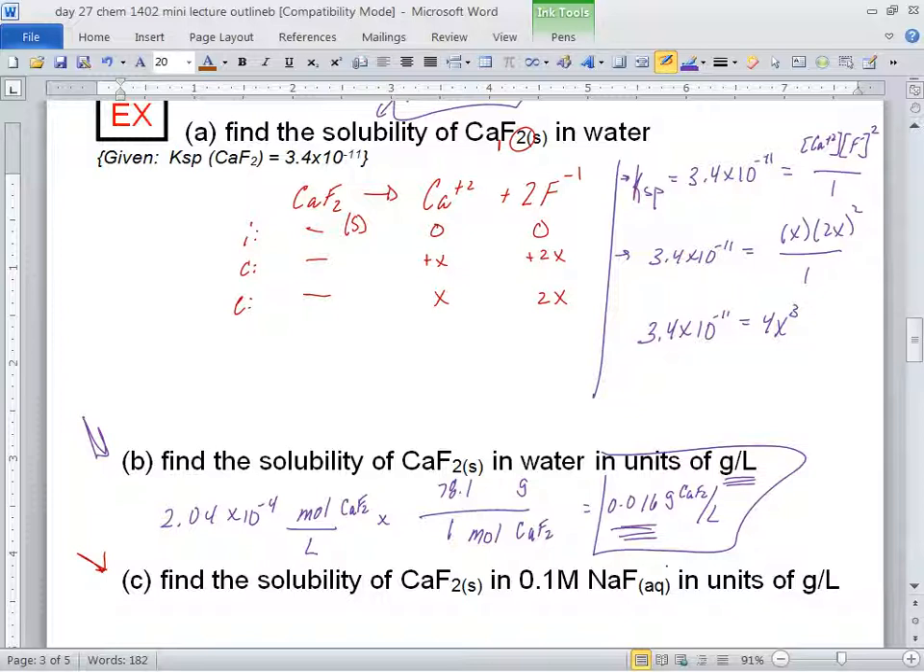What do I put in the E row? It's always the change. So the change is plus 2x. And it's always: add up the initial and the change, you get the final. I was just making sure it's still 2x then. Yeah. And the initial is 0.1. Oh, yeah. Thank you.